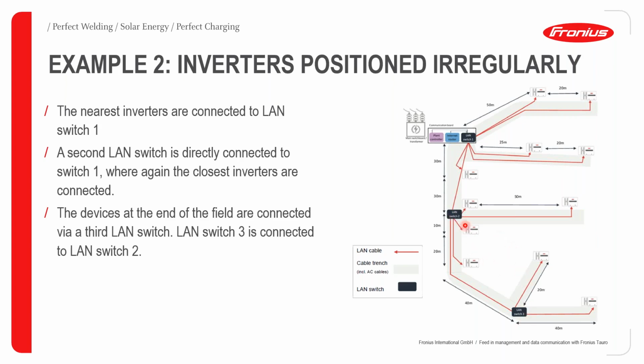Please do note that you will need to connect LAN switch 2 and LAN switch 3 back to the first LAN switch 1. Then this LAN switch 1 will transfer all the data from all the switches and all the inverters to the internet router, which will then transfer the data to SolarWeb to be monitored online.